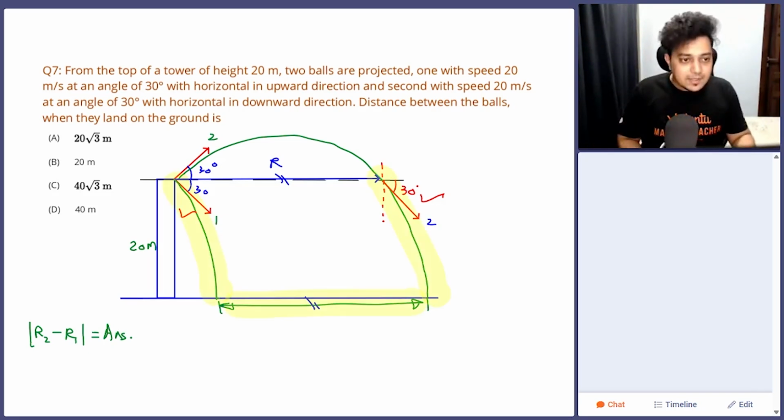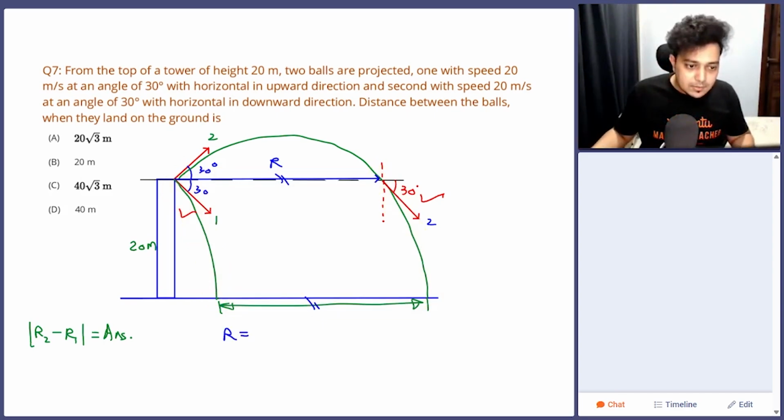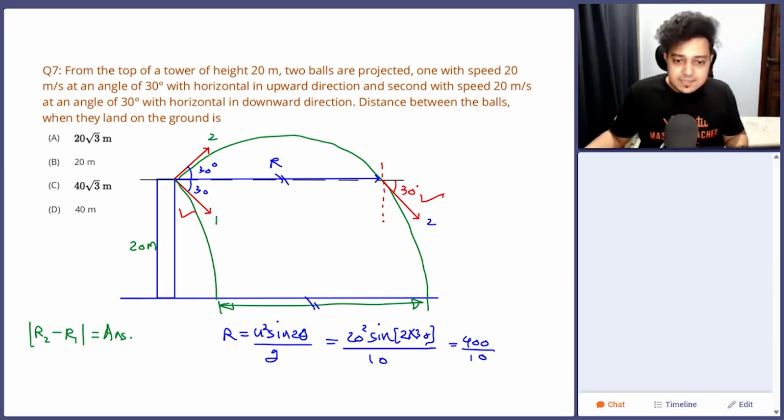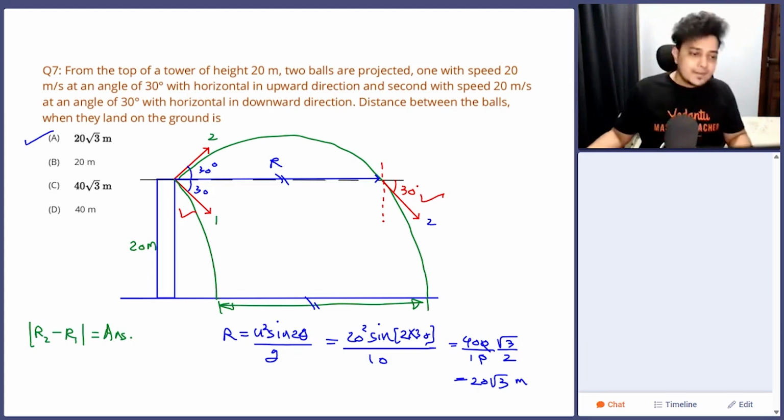So to get this distance, we have to calculate range as if it was a ground to ground projectile. The range formula in ground to ground projectile is u square sine 2 theta upon g. So u value is speed 20 square, into sine 2 theta. Theta value is 30 degree and g value 10. So this will be 400 upon 10. Sine 60 is root 3 by 2. So 0, 0 cancel. 40 and 2 cancel. 20 root 3 meter. 20 root 3, A is the correct answer.